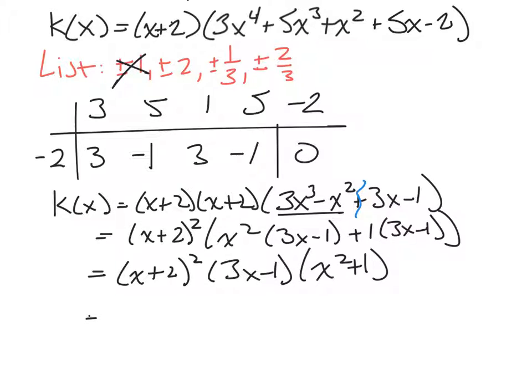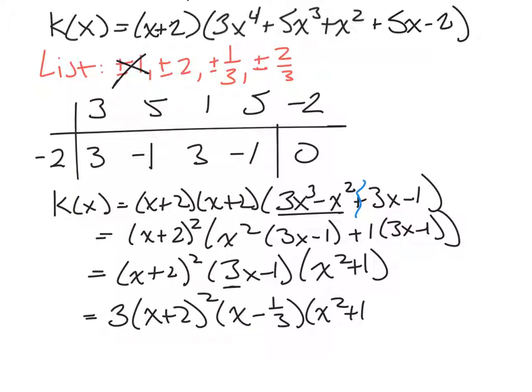Well, I guess not completely factored because we still have this 3 as a leading coefficient of that one factor. So we'll factor out the 3. And this factor will turn into x minus 1/3. And we still got x squared plus 1.